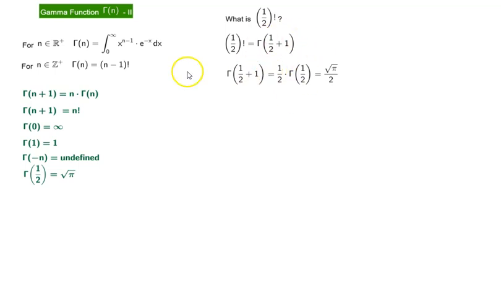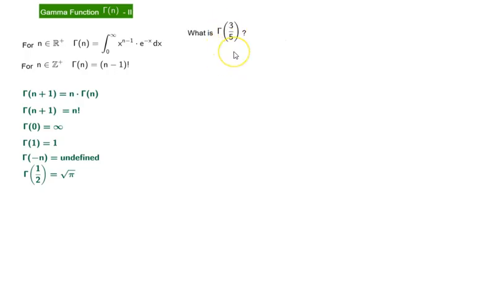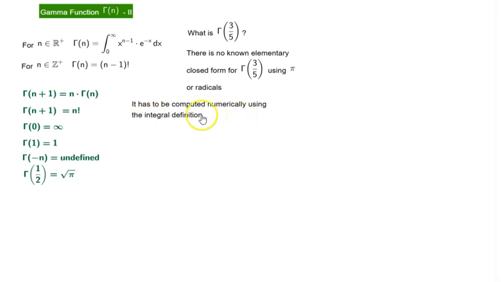This was very easy. Now, it's not that easy in all the cases. So let's look at another example. What about gamma of 3 by 5? Now, here there is no known elementary closed form for gamma of 3 by 5 using pi or radicals. So we are stuck. Or are we really stuck? Again, we use numerical methods. So it has to be computed numerically using the integral definition. So let's do that.